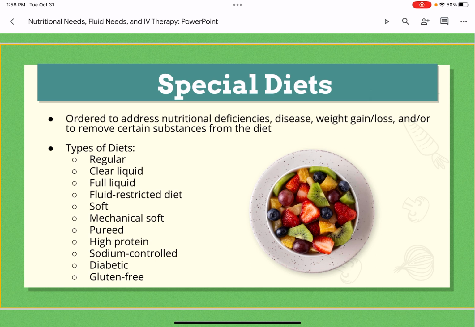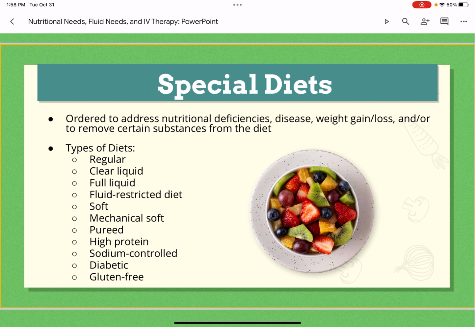Special diets are ordered to address nutritional deficiencies, disease, weight gain or loss, and/or to remove certain substances from the diet. A regular diet is a general diet or house diet, and that means there are no dietary limits or restrictions. Clear liquid is foods liquid at room temperature and clear enough to see through. So Jell-O, apple juice, water, coffee or tea without cream.